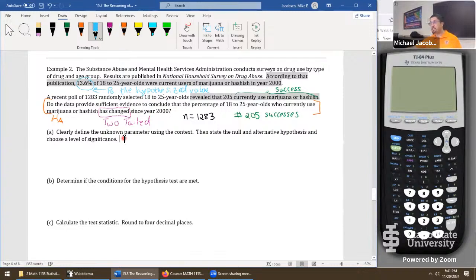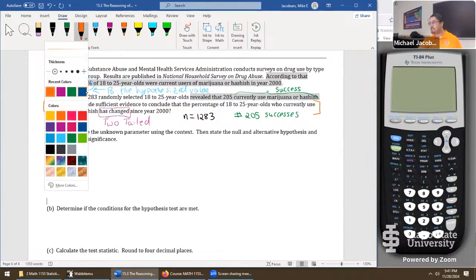So at this point, we're about ready to state our hypotheses. Any questions about the context so far or how we broke it down? Okay, part A for a hypothesis test on a real quiz or exam is worth a little bit more because we're doing four things. We're defining the parameter. We're defining the null hypothesis, the alternative hypothesis, and then in this problem, we ourselves will choose a level of significance, alpha.